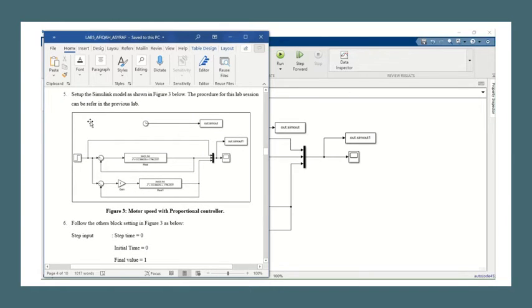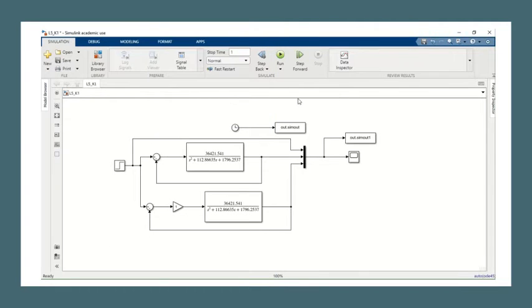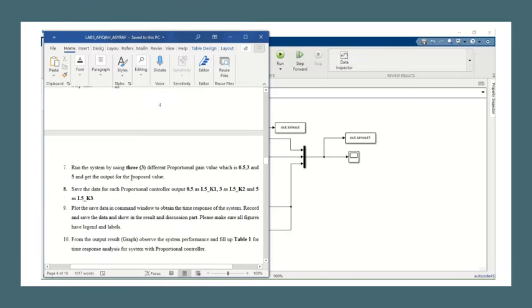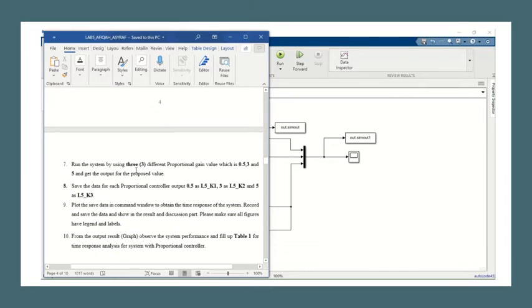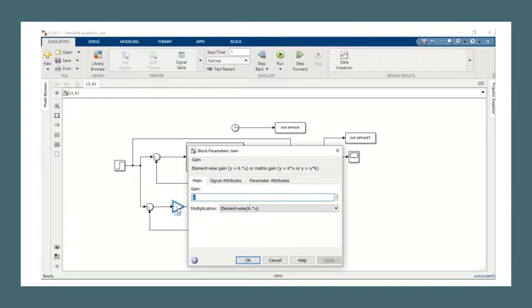So we need to construct the simulation model. I have done my part, which is to construct the diagram model. Second, we need to run the system by using 3 different proportional gain values, which are 0.5, 3 and 5, to get the output response. First I would like to change my gain to 0.5, then apply.